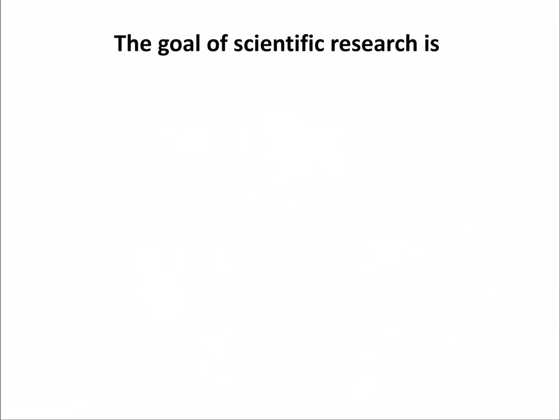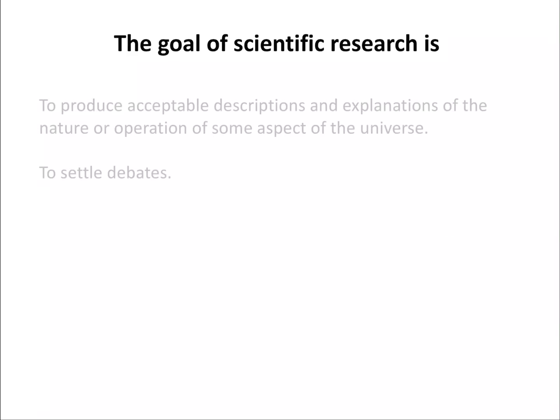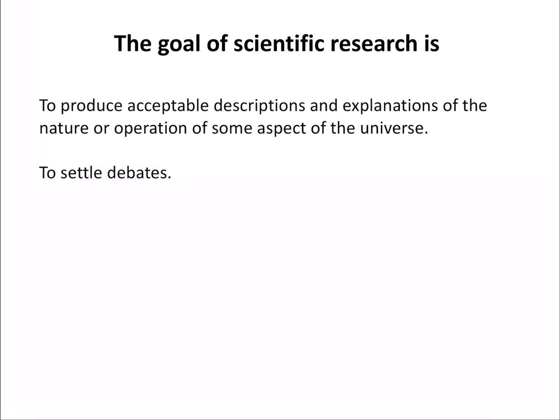So, the goal of scientific research is to do a few different things. It must produce an acceptable description and explanation of the nature of or operation of some aspect of the universe. Research must provide this description being transparent. It has to involve the attempt to gather the evidence or the proof in such a way that everyone can see why this evidence is gathered and how it is gathered and what the findings were.